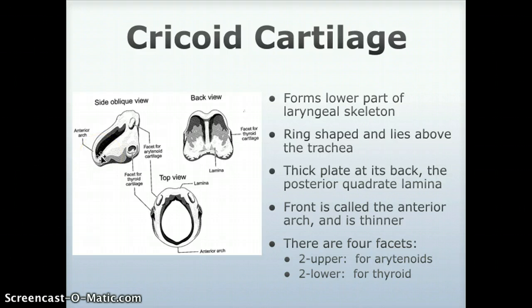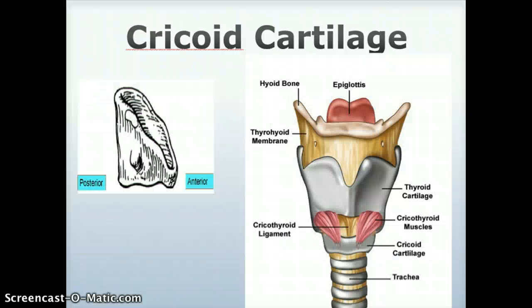Now, there are 4 facets, and a facet just means where there's a connection. So there are 2 upper facets up here for the arytenoid cartilages and 2 lower facets here for the thyroid cartilage. So here again you can see this cricoid cartilage here, and it's connected to the trachea, and then in the back it's connected to the thyroid cartilage.